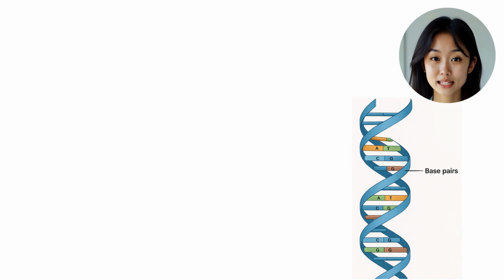Picture a double helix diagram, with base pairs shown as colored steps connecting the 2 sugar-phosphate rails. DNA's elegant structure is nature's way of packaging vast genetic information into a durable yet accessible form.